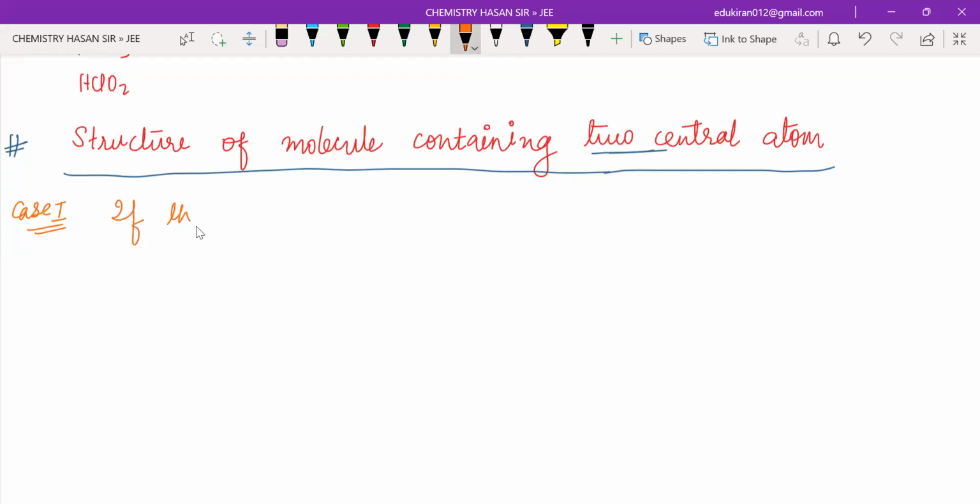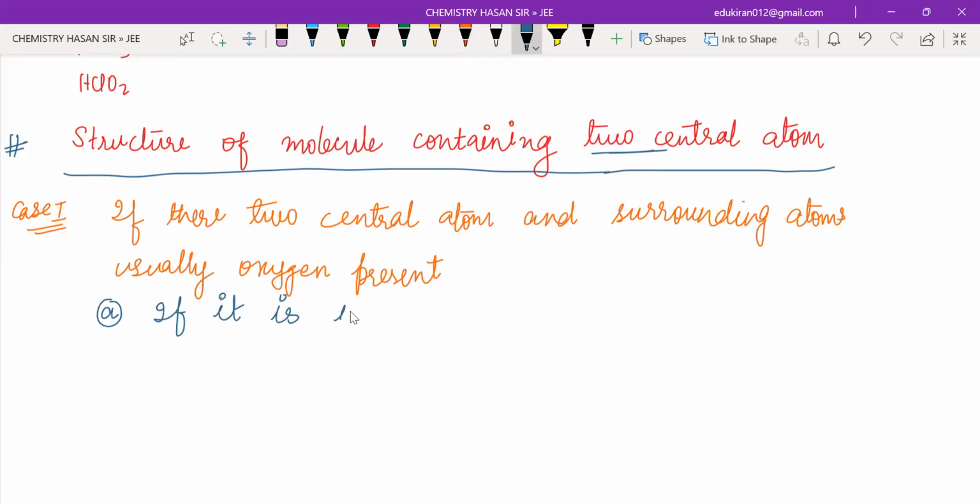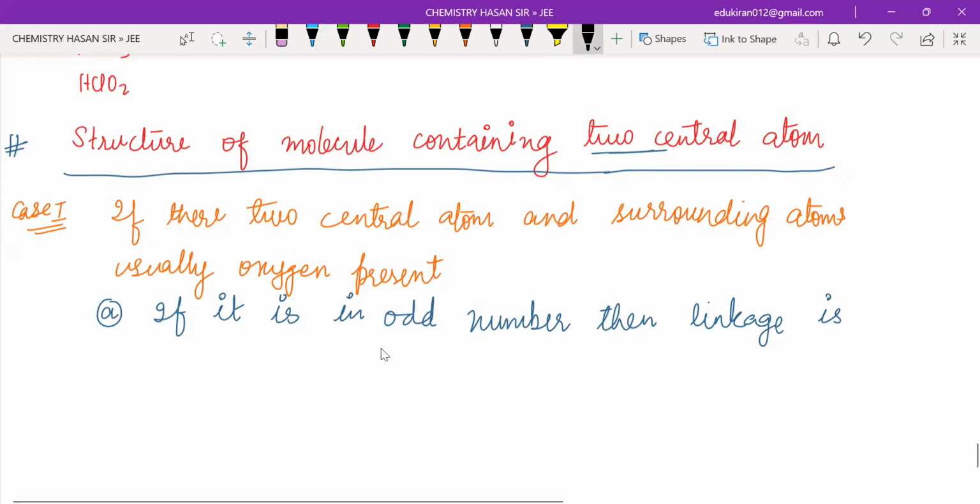If there are two central atoms and surrounding atoms, usually oxygen, present, if it is in odd number, then the linkage is AOA.